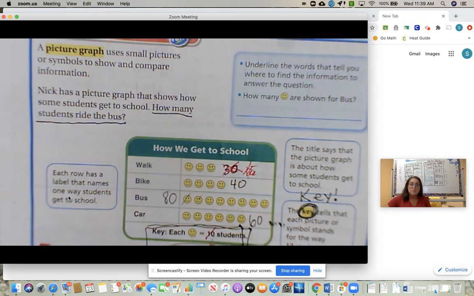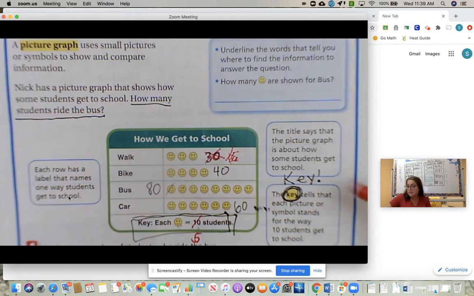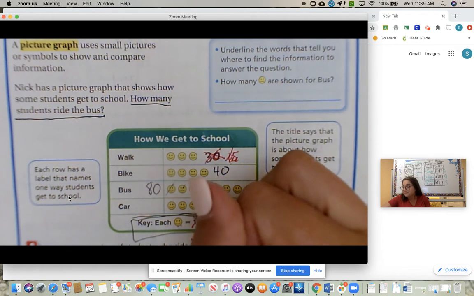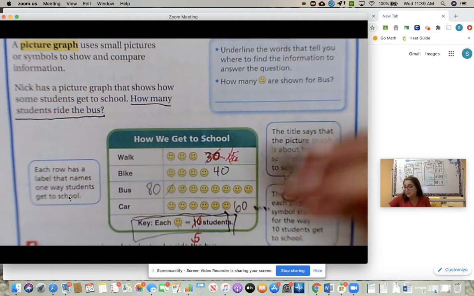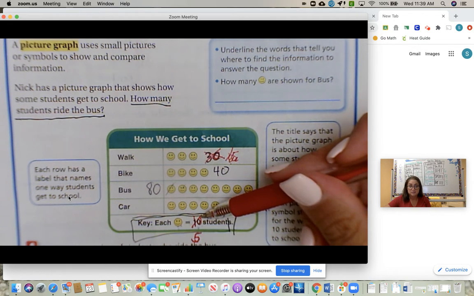All right, with the picture graph, the key is so important. Okay, the key tells what each number or symbol stands for, pretty much. So this key tells you how many students this smiley face stands for. I don't want you to get confused with this. It's with a different problem. But one smiley face means 10 students.